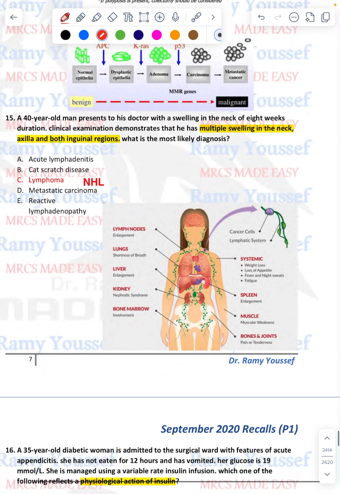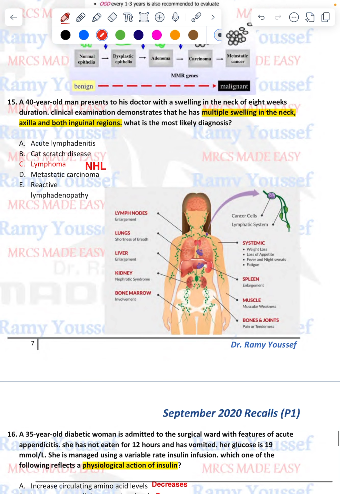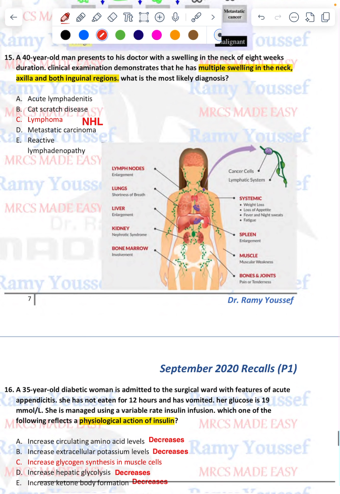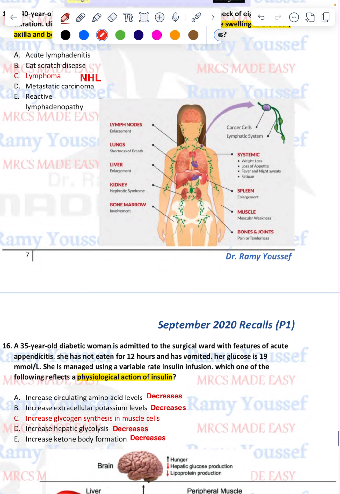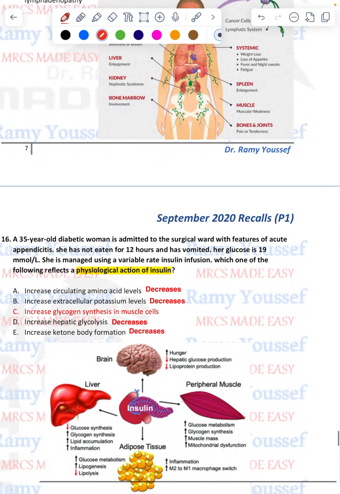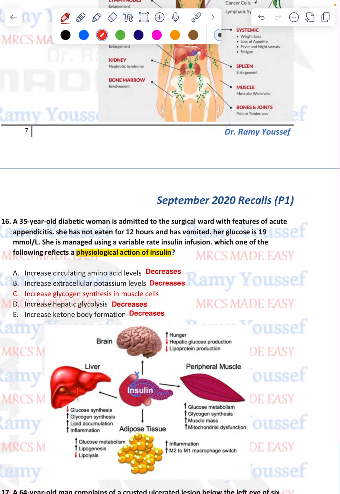A 35-year-old diabetic is admitted to surgical with features of acute appendicitis, not eaten for 12 hours. Glucose is 19, managed using variable rate insulin. Which one of the following is the physiological action? Increased glycogen synthesis in muscle cells is the physiological action. Insulin causes adipose tissue to increase glucose metabolism, glycogen synthesis, and muscles increase metabolism.